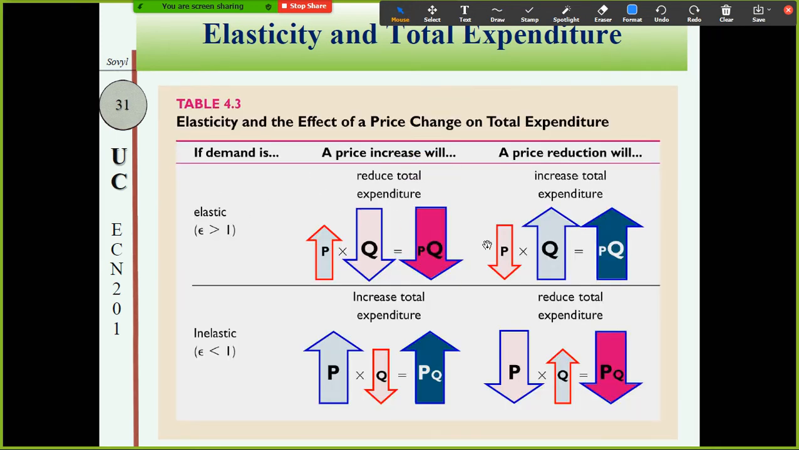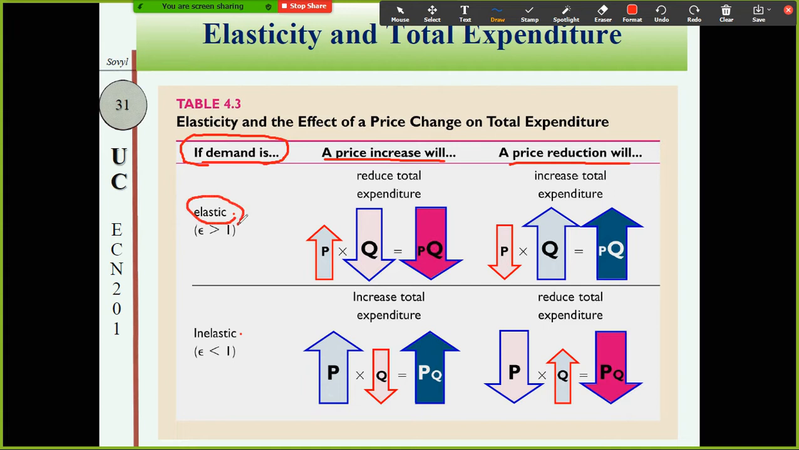Okay, this is a summary. If demand is elastic, if demand is inelastic, an increase in price or a reduction in price when the price drops down, when the price goes up. Okay, if your demand is elastic, a price increase will reduce, or will decrease, your total expenditure.